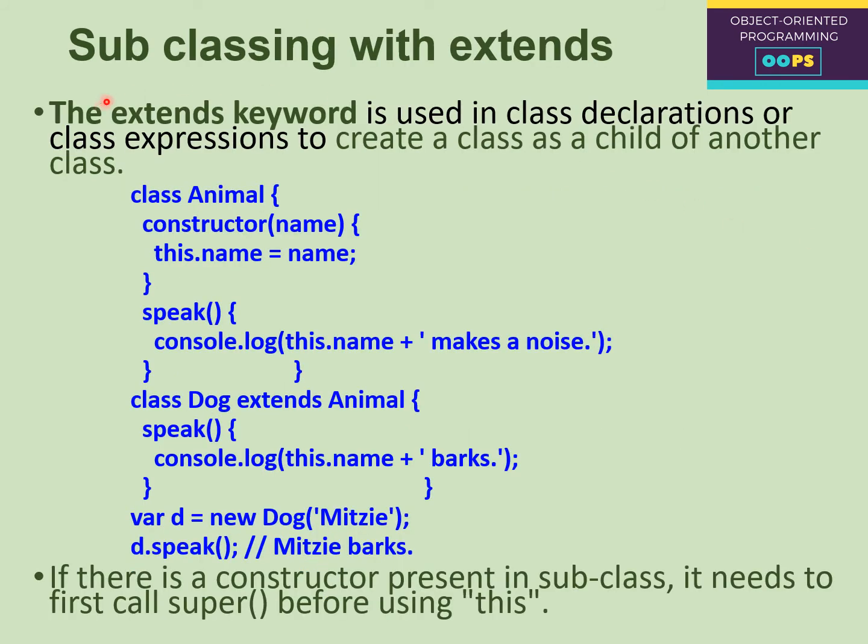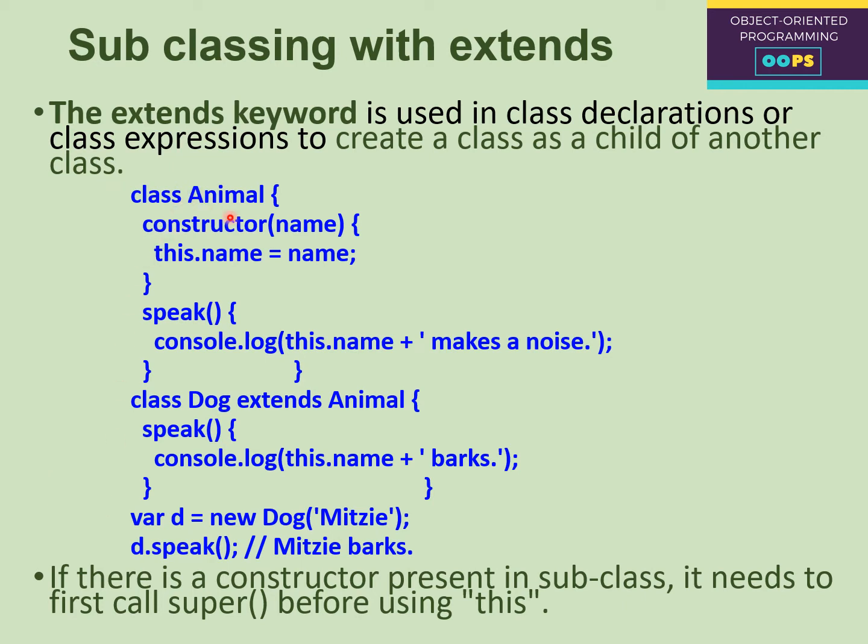Let us see how we can implement inheritance in JavaScript. In JavaScript, subclasses are created using the extends keyword. Subclassing with extends: the extends keyword is used in class declarations or class expressions to create a class as a child of another class. So here we have an example, class Animal.